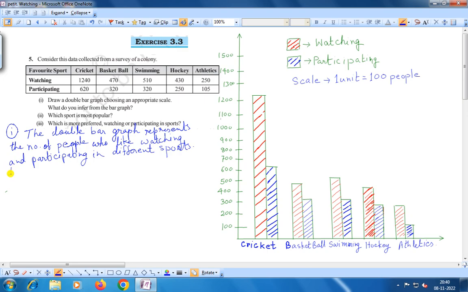It can be observed that most of the people like watching and participating in cricket.